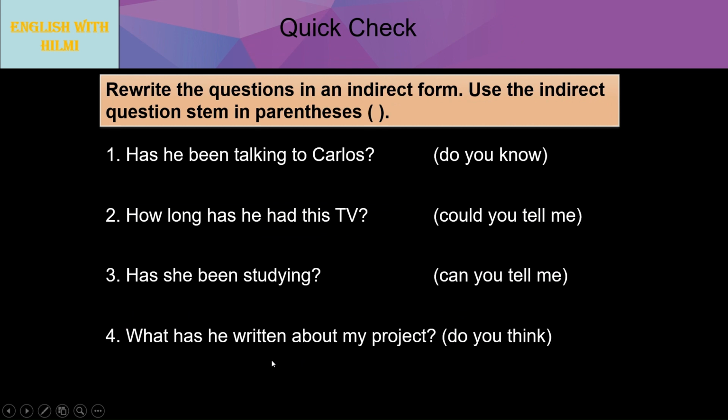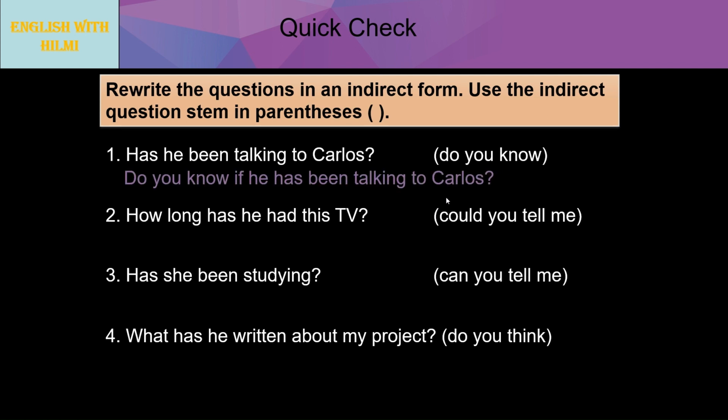Now we have a small quiz to check your understanding. Rewrite questions in an indirect form. Use the indirect question stem in parentheses. The first one: has he been talking to Carlos? We have here "do you know". This is the question stem. Can you guess? Yes, great job. Do you know if he has been talking to Carlos? As you notice, "if" follows the question stem and we use the auxiliary verb for the perfect tense.